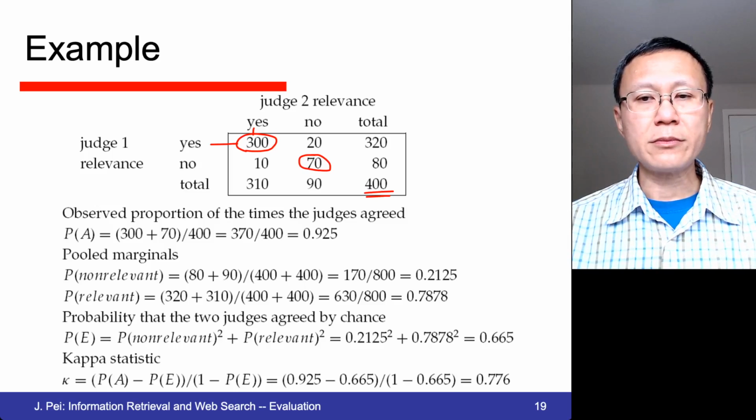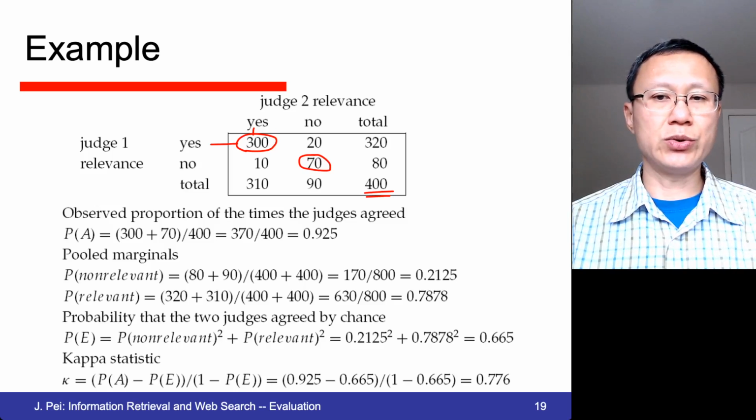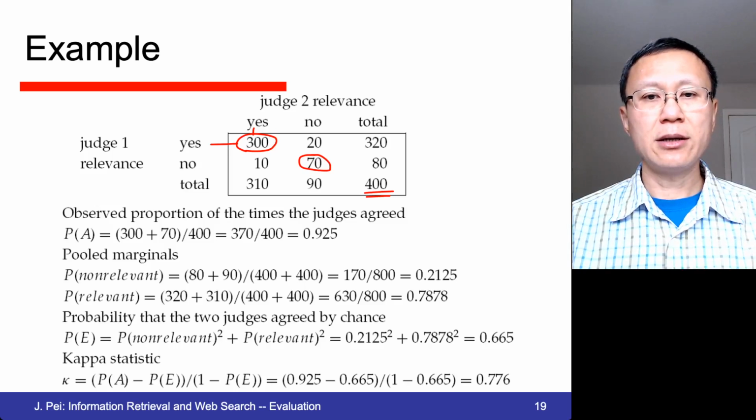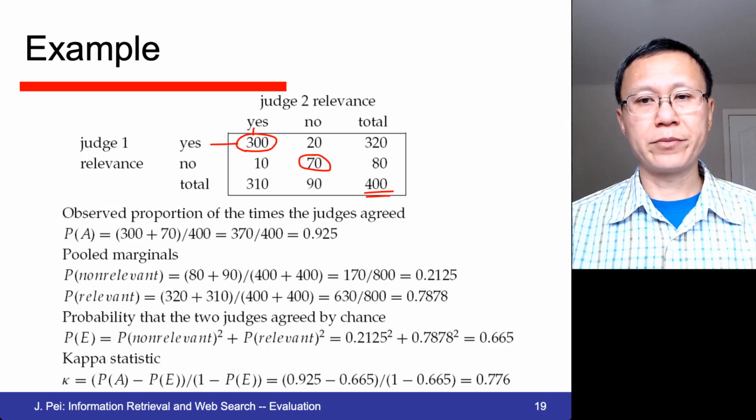Now, we need to estimate PE. There are many different ways to estimate PE. Here, we introduce a conservative way. We use the pooled marginals.